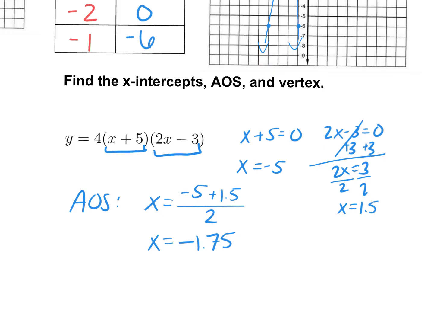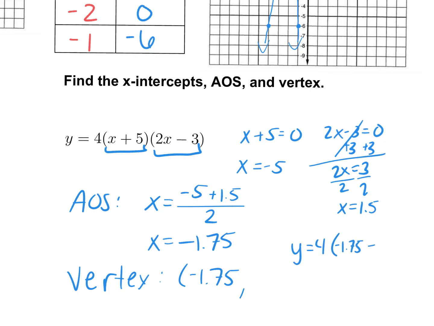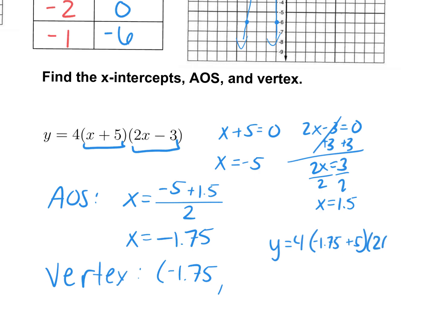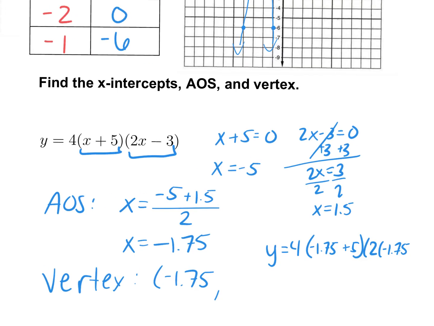-1.75. Now remember to find the vertex. We're going to use that same x coordinate and plug it into our function. So I have y is equal to 4 times (-1.75 plus 5) and (2 times -1.75 minus 3). So when we do that, we will get out -84.5, and then there is our vertex.